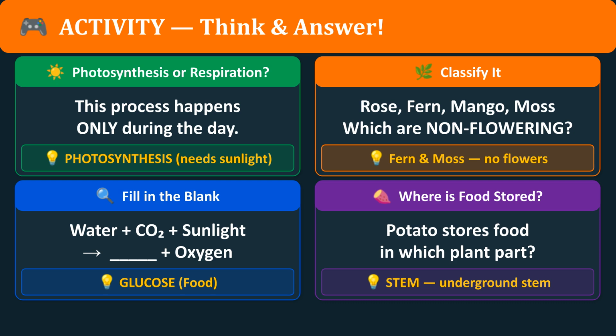Now let's see how much you've learned. Question 1. Which process happens only during the day? Think carefully. Correct. Photosynthesis. Question 2. Which of these are non-flowering plants? Rose, fern, mango, or moss? Excellent. Fern and moss. Question 3. Complete this equation. Water, carbon dioxide, sunlight become, yes, glucose and oxygen. Last question. Where does the potato store food? Very good. In the stem.